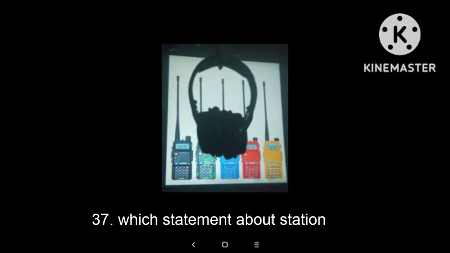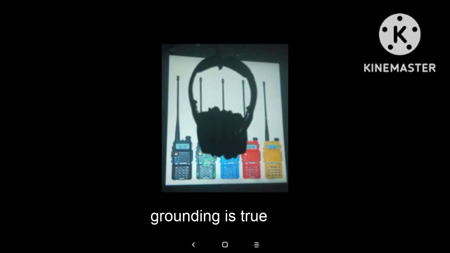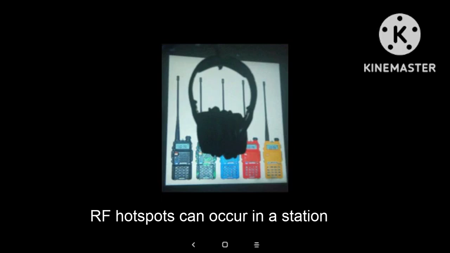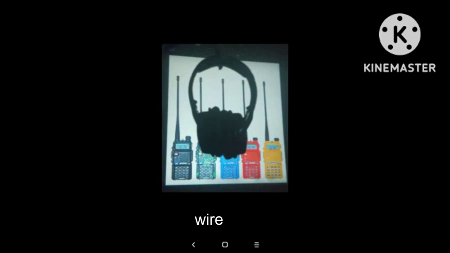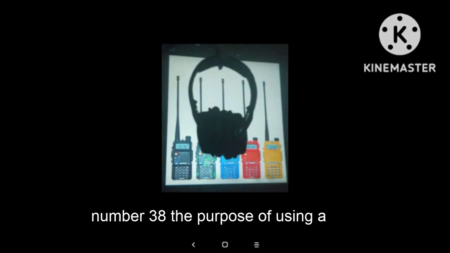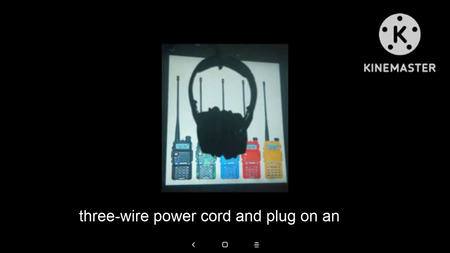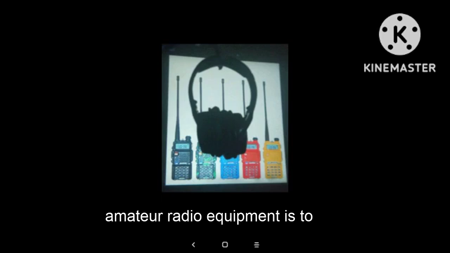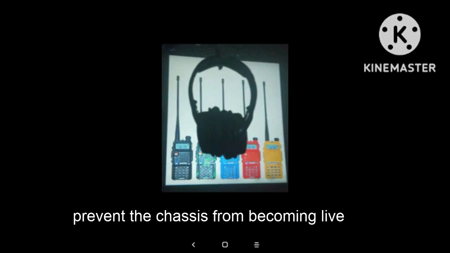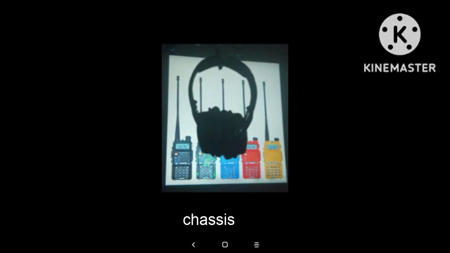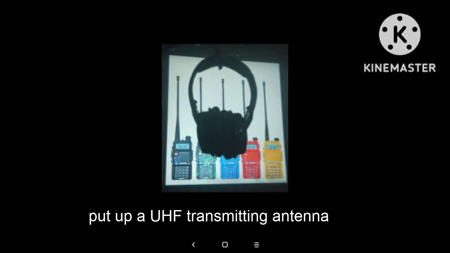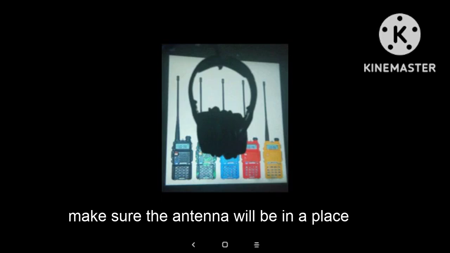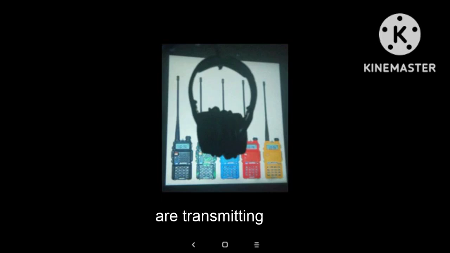37. Which statement about station grounding is true? RF hotspots can occur in a station located above the ground floor if the equipment is grounded by a long ground wire. Number 38. The purpose of using a 3-wire power cord and plug on an amateur radio equipment is to prevent the chassis from becoming live in case of an internal short to the chassis. 39. What should you do for safety if you put up a UHF transmitting antenna? Make sure the antenna will be in a place where no one can get near it when you are transmitting.